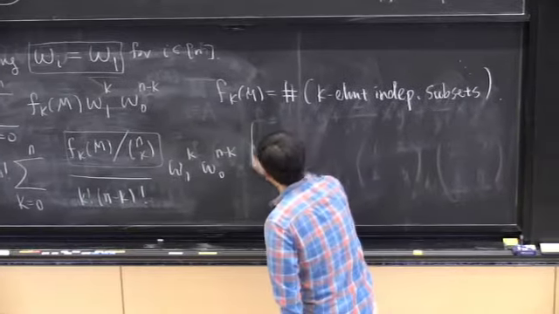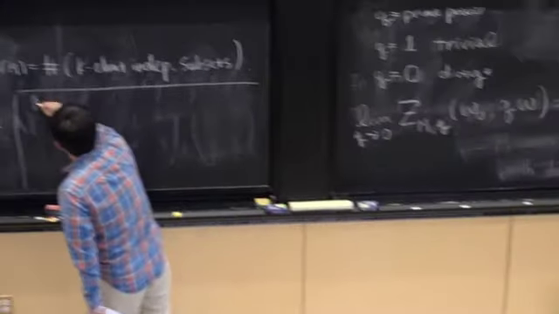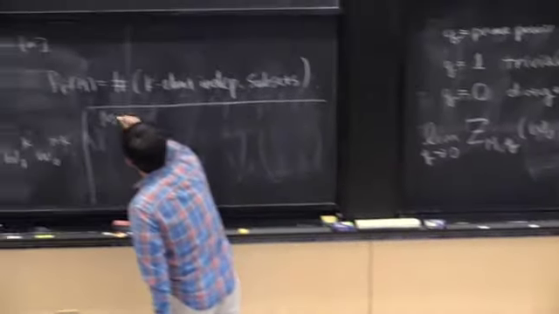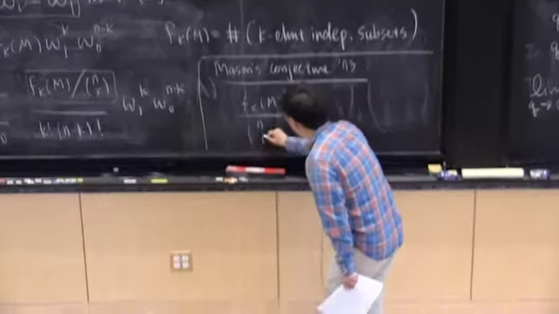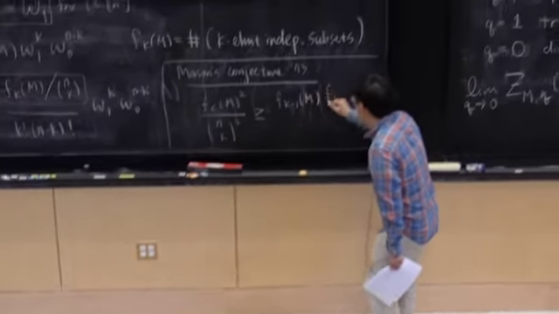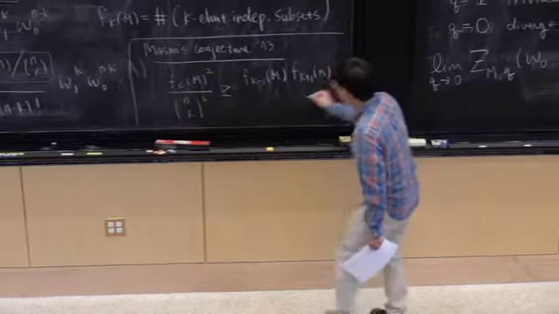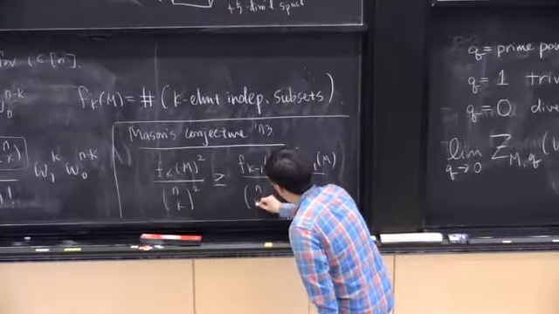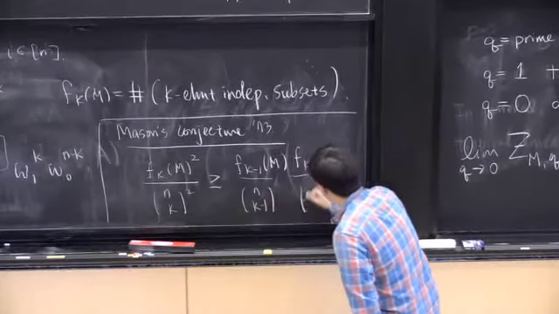In other words, we have what is known as Mason's conjecture for any matroid, which says that for any matroid M, if you count the number of independent sets, you should see this logarithmic concavity of the enumeration, for any M on n elements.